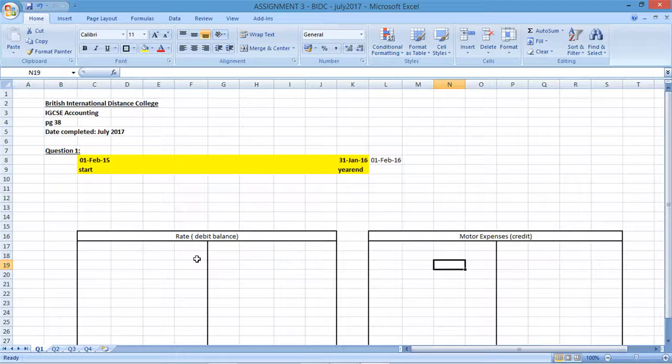And obviously, if we're starting with the balance, we need to insert that into the actual table, or let's say T account. So this was at the start, 1st of Feb 2015. So 1st of Feb 2015, we had a balance brought down, and we had a balance brought down here as well. For rates, it was a debit, so rates debit balance 220. And for motor expenses credit 170. So that's what we've done. We've inserted it into the actual table.